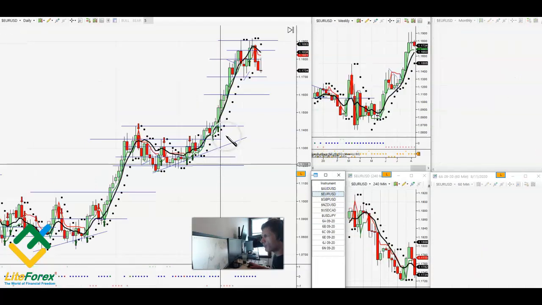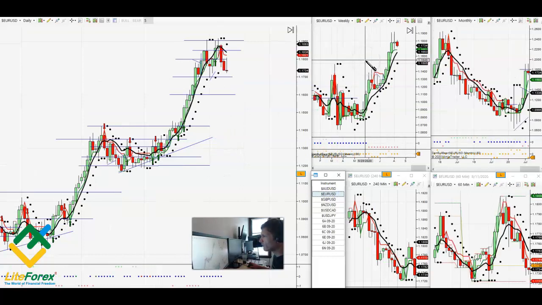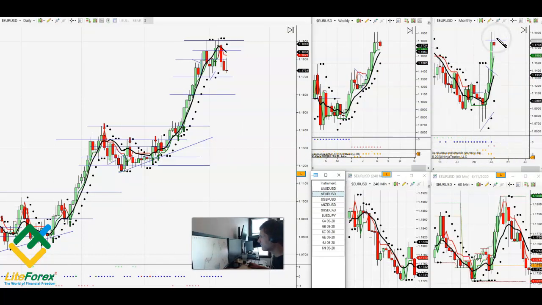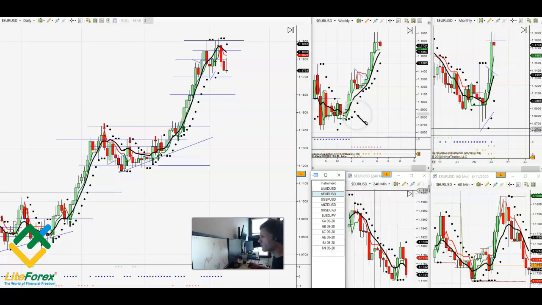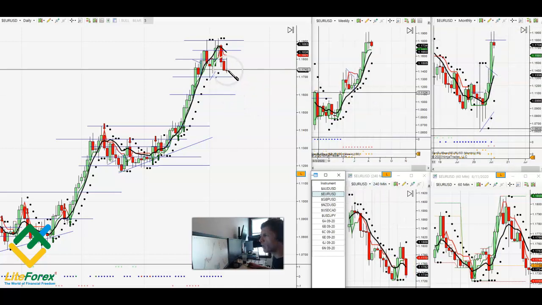Same thing with the Euro USD. Look at the way the monthly chart's lining up. You just had this massive move in July. We tried to push higher. You can see that resistance at 1.18. And now it looks like we're going to come down. I see more downside on the Euro USD as well.